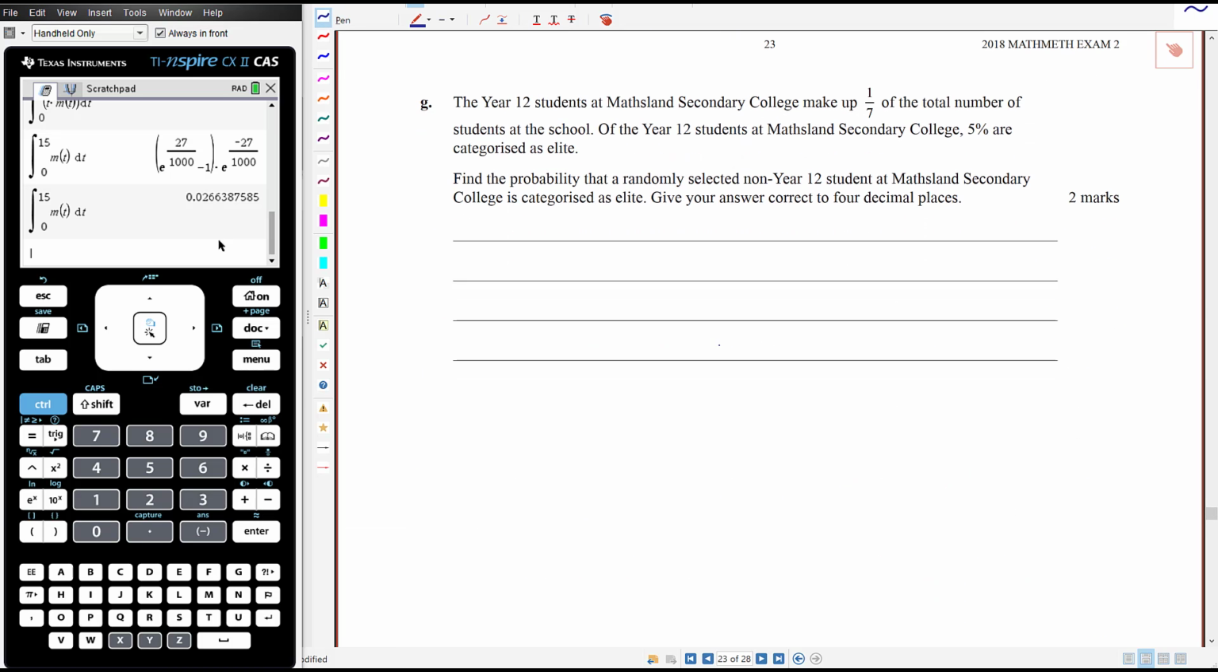Part G. The Year 12 students at Mathsland Secondary College make up 1/7 of the total number of students at the school. Of the Year 12 students at Mathsland Secondary College, 5% are categorised as elite. Find the probability that a randomly selected non-Year 12 student at Mathsland Secondary College is categorised as elite.